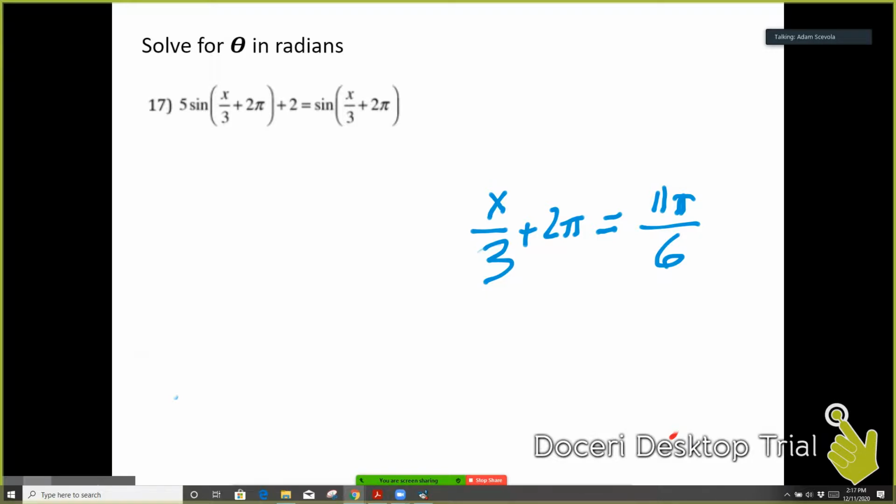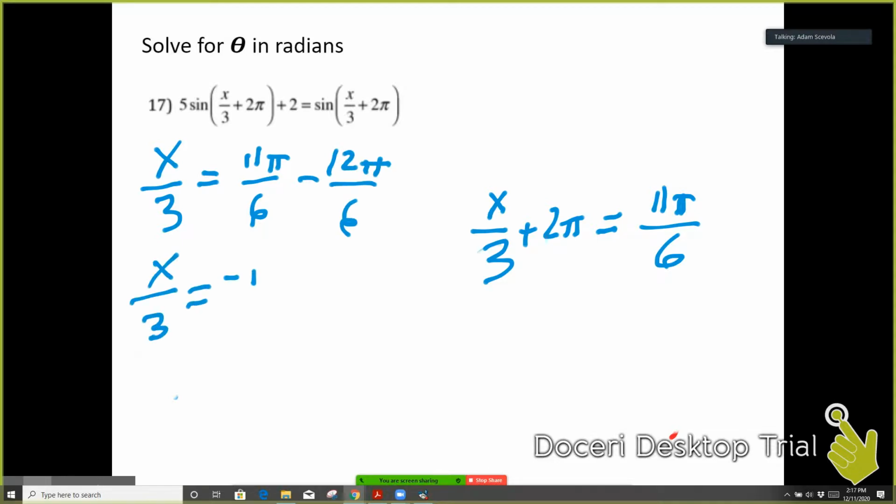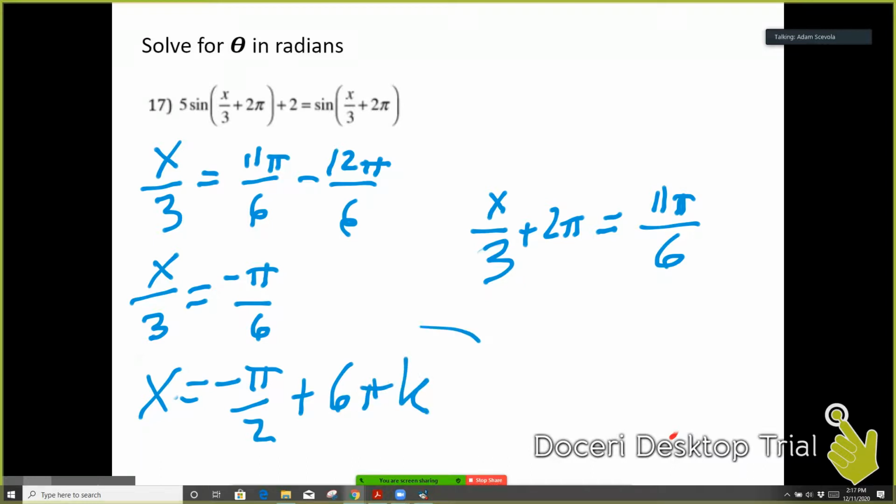All right, now if I solve this, x over 3 plus 2 pi equals 11 pi over 6, I'm going to subtract 2 pi on both sides, which is 12 pi over 6. So I get x over 3 is equal to negative pi over 6, and then multiply both sides by 3, and I get negative pi over 2. That's going to repeat every period. Remember, the period was 6 pi, so it's plus 6 pi k. So that's our other answer, negative pi over 2 plus 6 pi k.